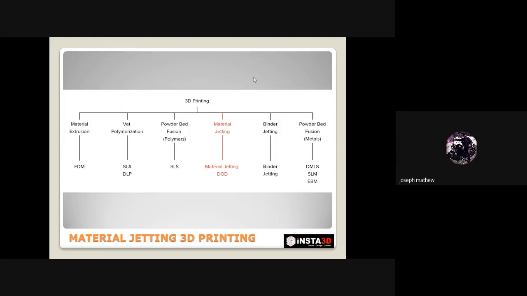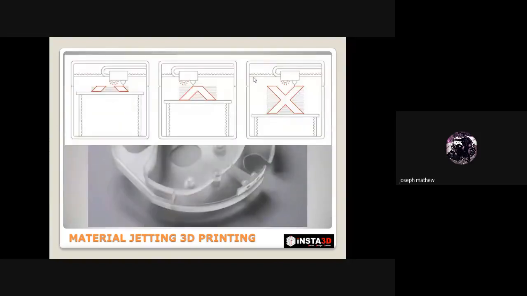So next, let's see about the material jetting or DOD technique. So material jetting 3D printing. This component is a material jetted 3D printed component. This is a transparent part which is shown here. And in this, the material is jetted from a resin tank, and the material is jetted through various nozzles, like thousands of nozzles will be available in the extrusion head.